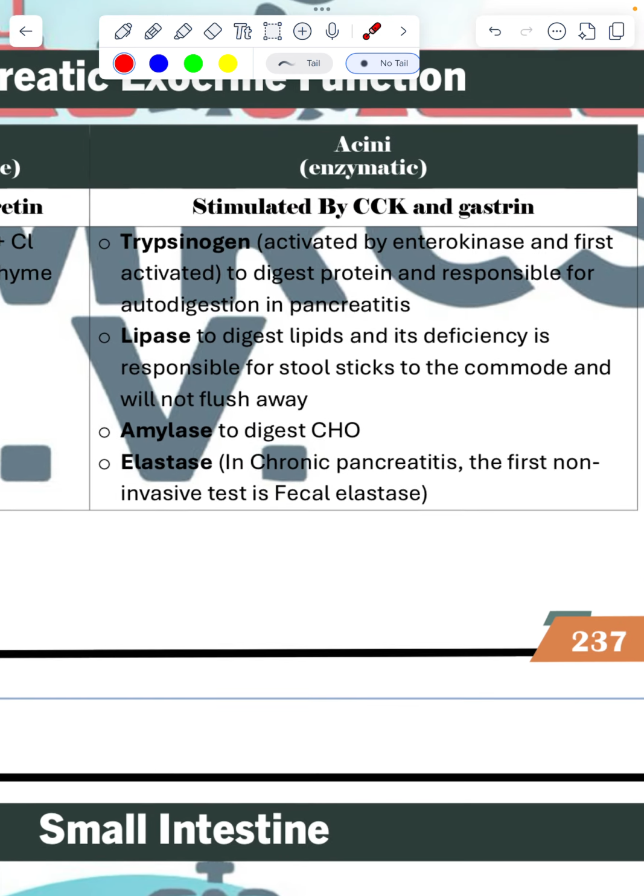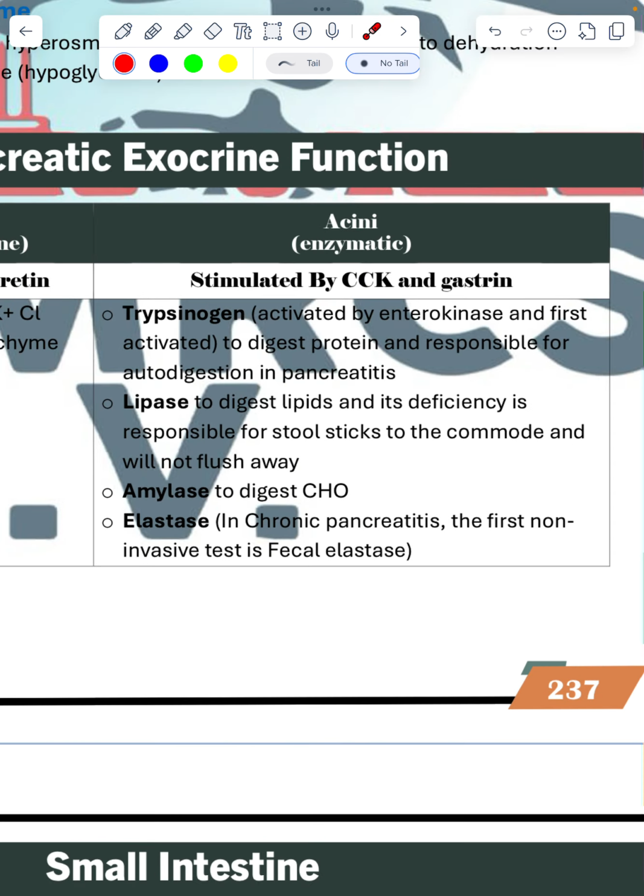And what are the enzymatic secretions from the pancreas? Trypsinogen, lipase, amylase, elastase. Trypsinogen is activated by enterokinase and digests protein. Trypsinogen is responsible for autodigestion. Whenever there is autodigestion and necrosis, as in necrotizing pancreatitis, it is because of trypsinogen.